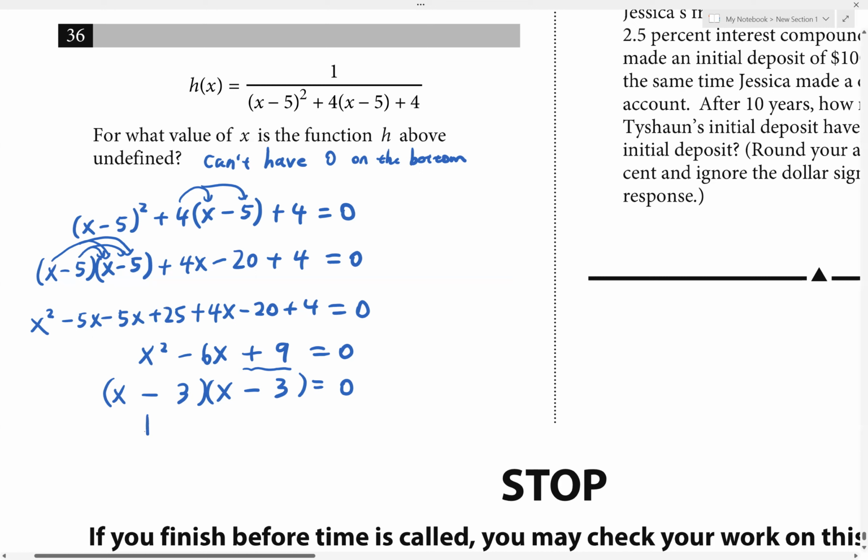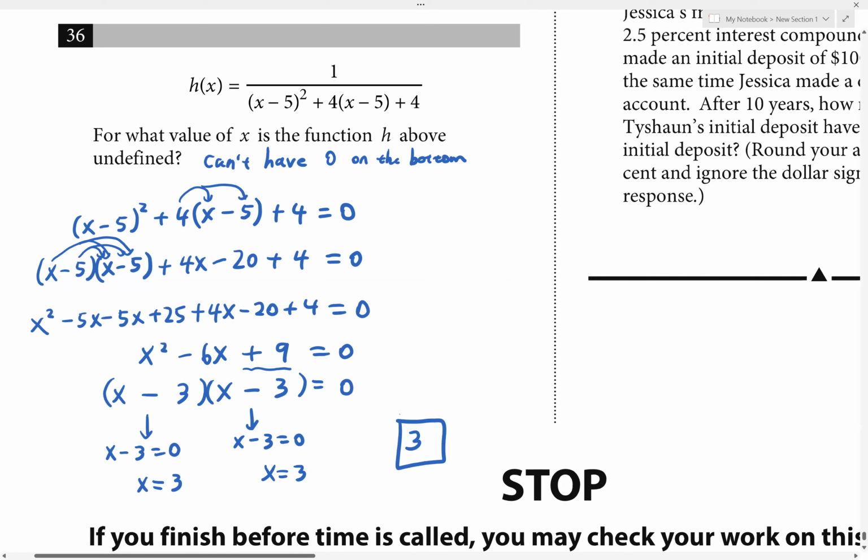To solve for x, once we have the factors, we set each factor equal to 0 and solve for x. So we get x equal to 3. That is one solution, while the other one is exactly the same, so we get the same solution. Both factors give us x equal to 3, and that should be our final answer here.